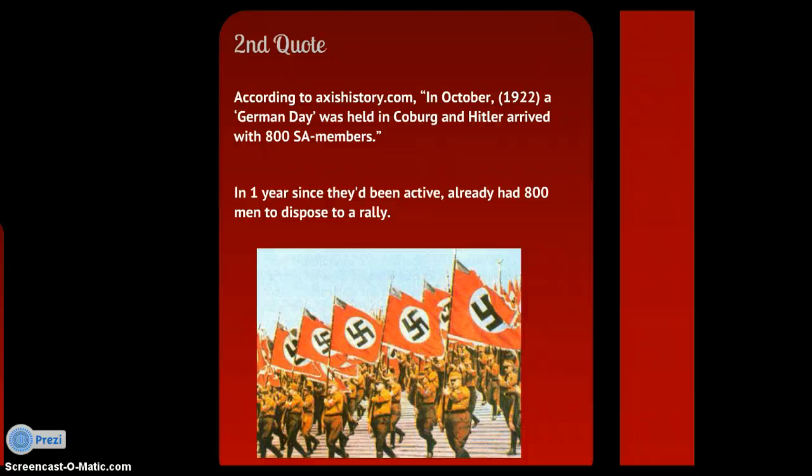According to AccessHistory.com, in October 1922, a German Day was held in Coburg, and Hitler arrived with 800 SA members. In 1 year since they had been active, Hitler already had the power to send 800 men to a rally.